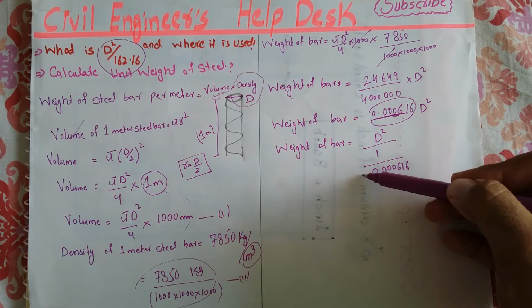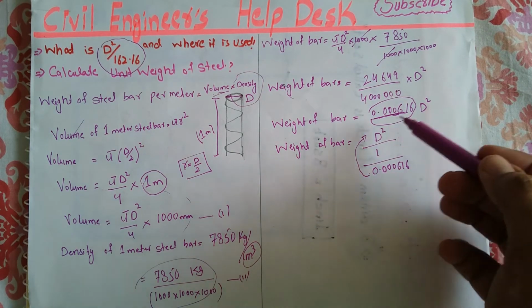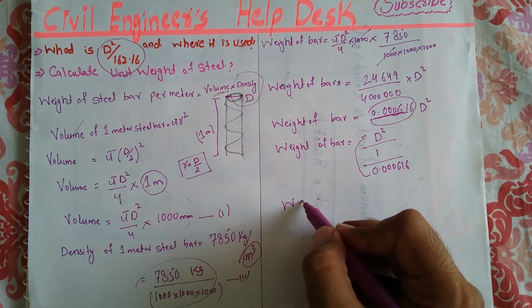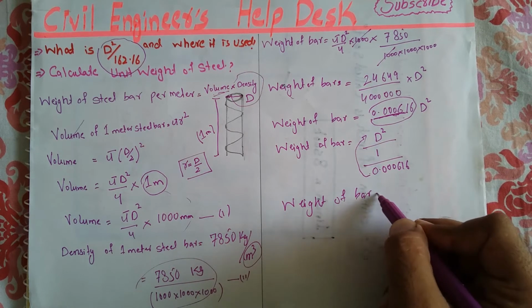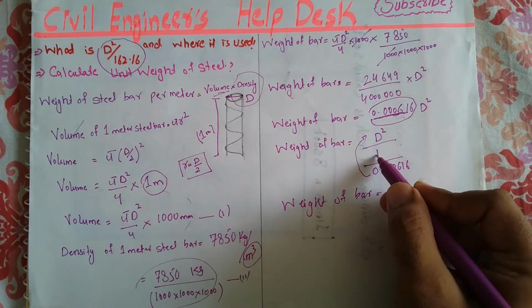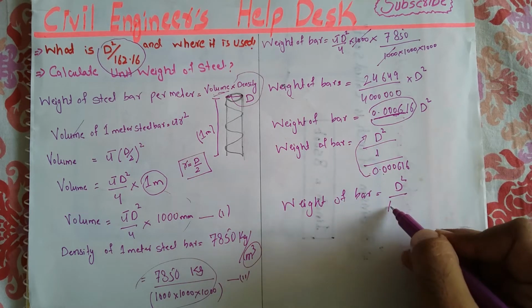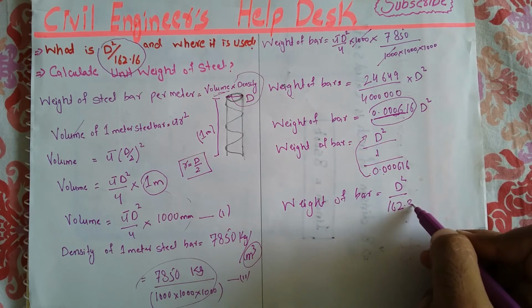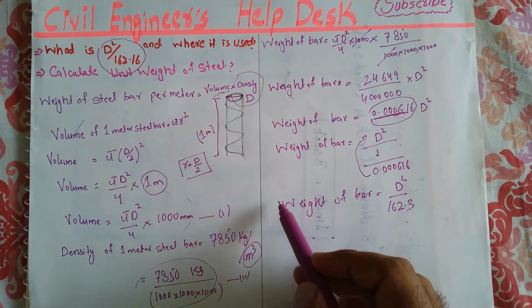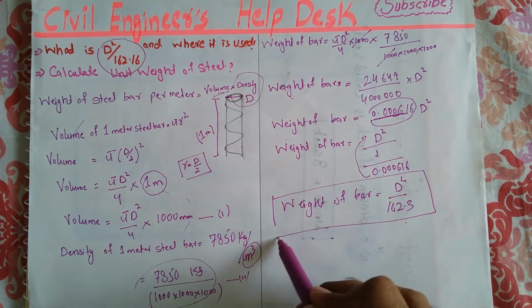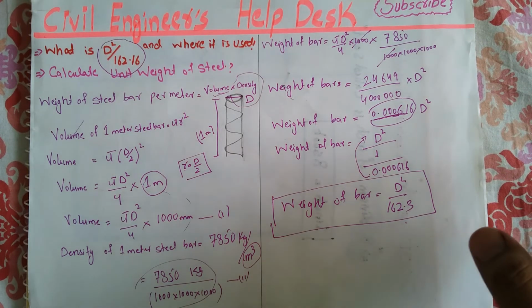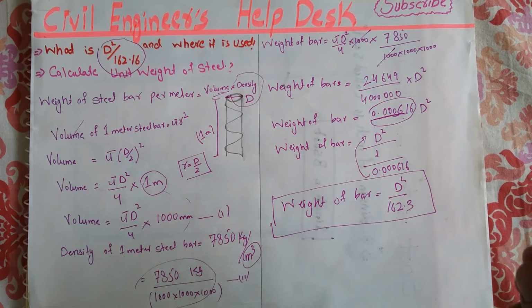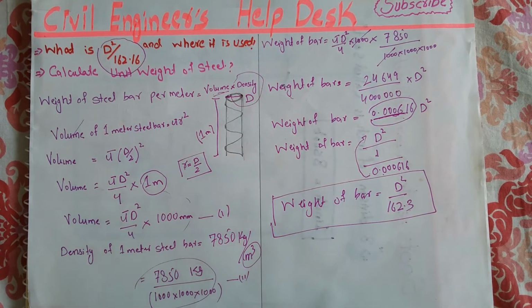Because if I reverse, this value will become multiplied with d square. So I did this, and the weight of bar will be equal to d square. If I divide 1 by this, I will get 162.3. So this is the formula, d square by 162.3, that engineers often use on site, but most of the engineers do not know about this derivation.